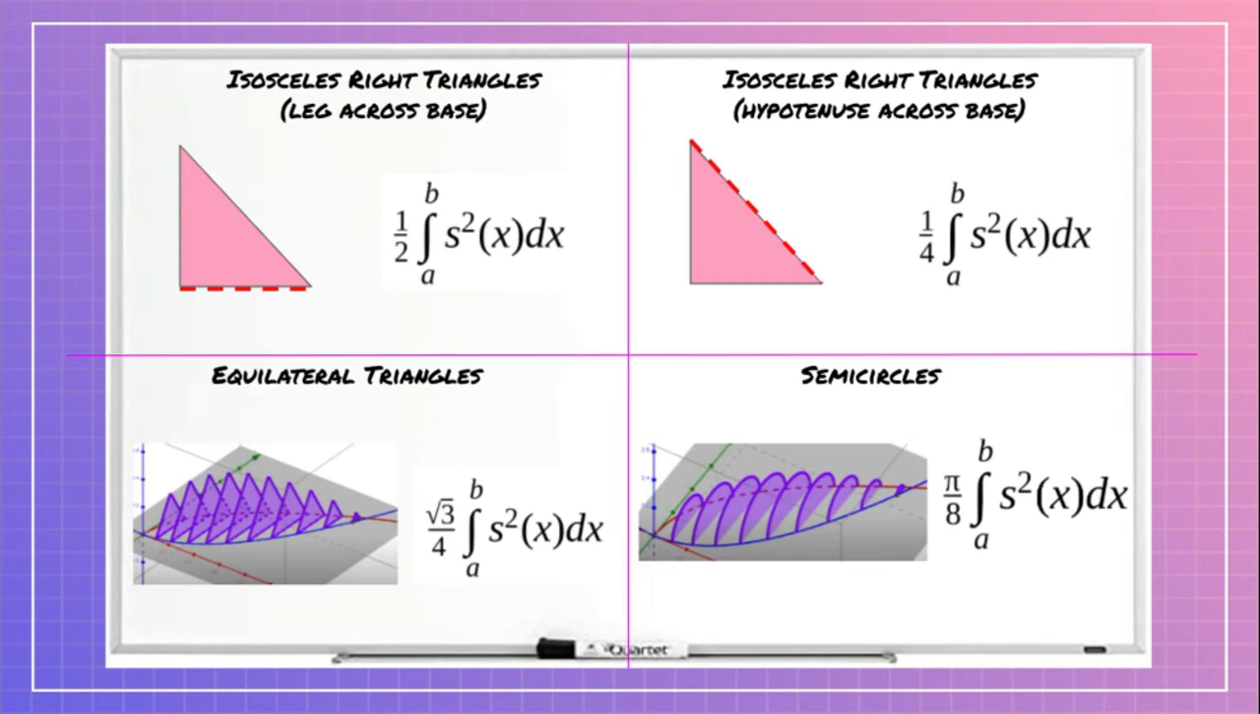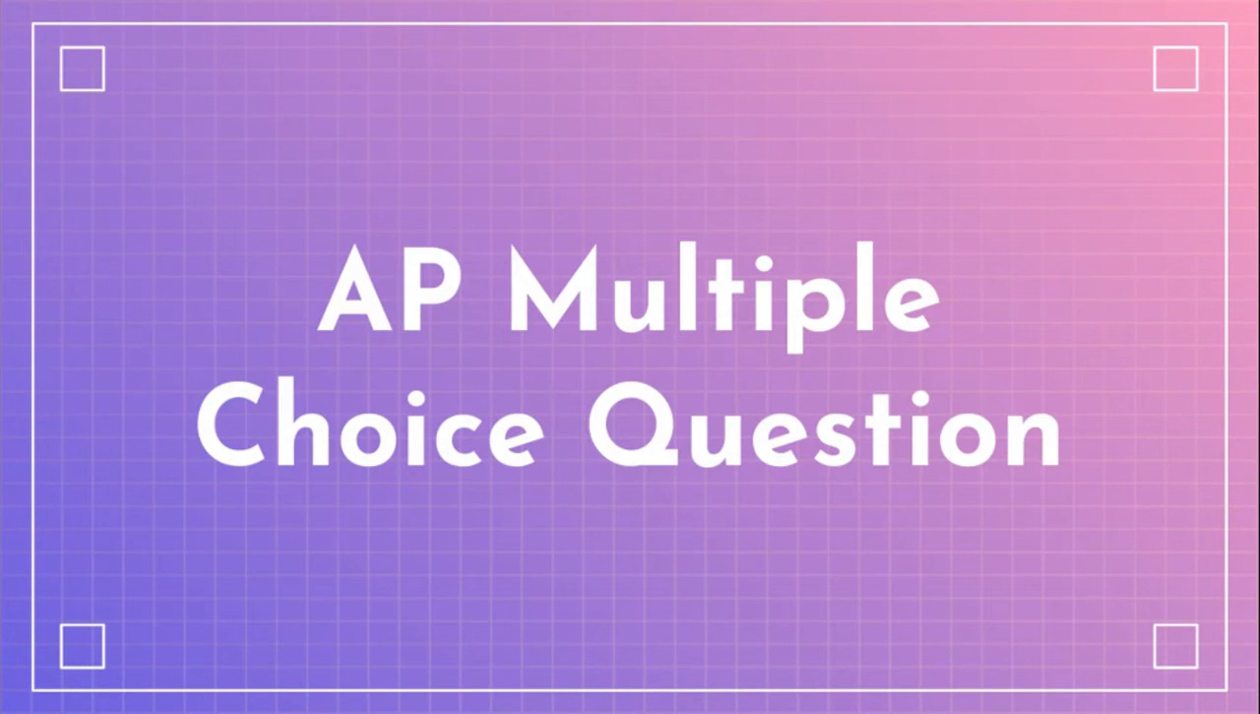When the cross-sections are right isosceles triangles with the leg across the base, we multiply the integral by 1/2. For right isosceles triangles with a hypotenuse across the base, we multiply the integral by 1/4. For equilateral triangles, it's the square root of 3 over 4, and for semicircles, you multiply the integral by pi/8. So now that we've reviewed how to find the volume, we're going to go over a multiple choice question.